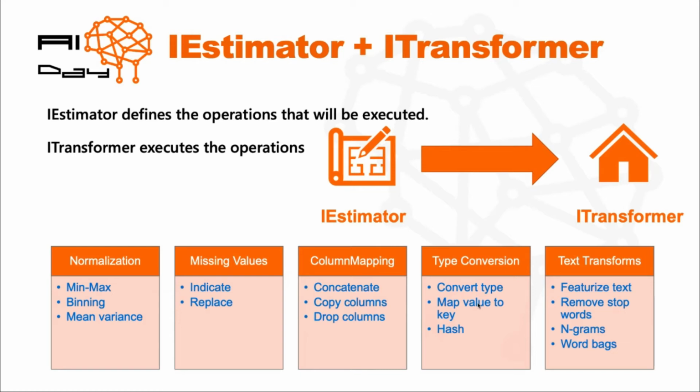Then we have the IEstimator and ITransformer. You have to create them through your code. Basically, the IEstimator is a plan. You can see it's like a blueprint where you specify what operations are in your pipeline.